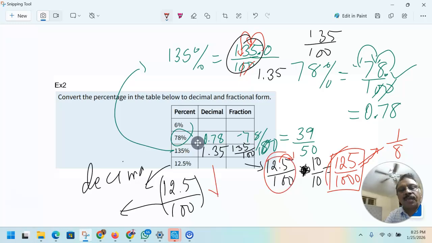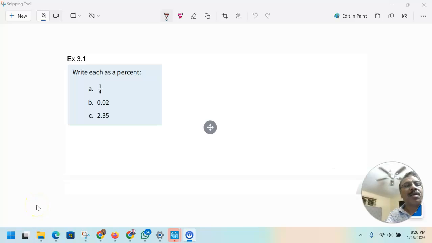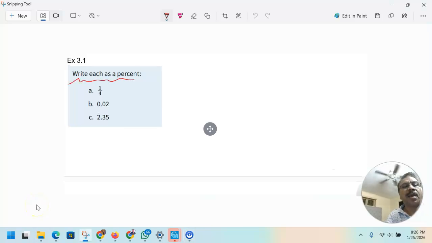And here, I have to cut off these two zeros. The decimal will move one place and two places. So the answer will be 0.125. So this will be 0.125. I hope that helps. Let's go to one more example. Now, here the question is to write each as a percent.